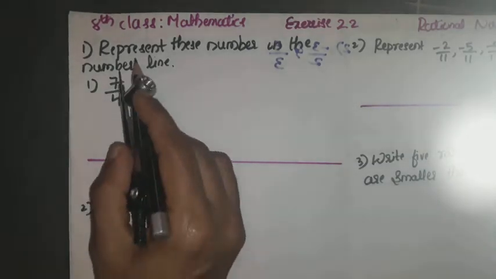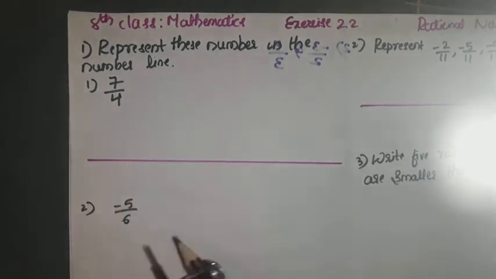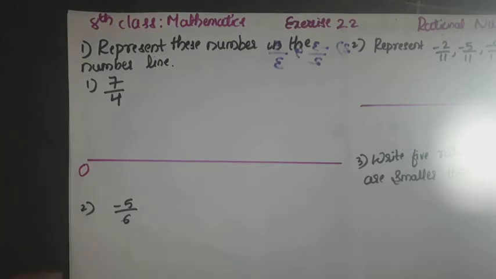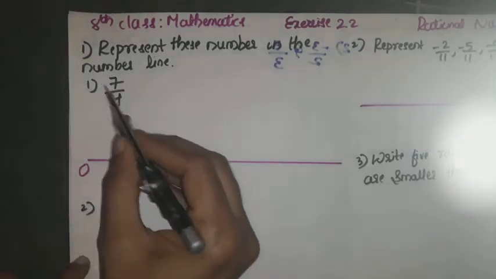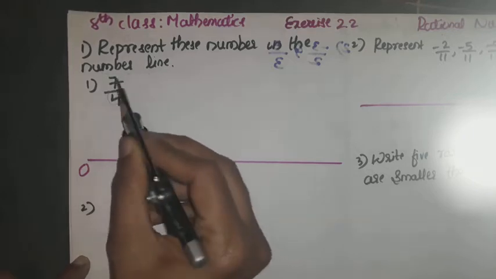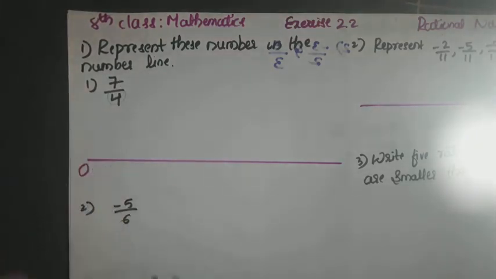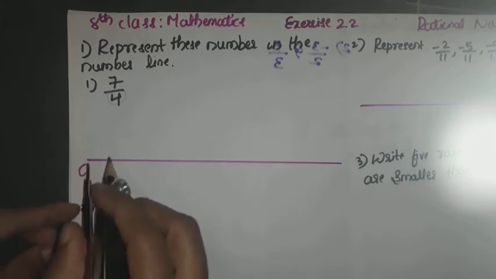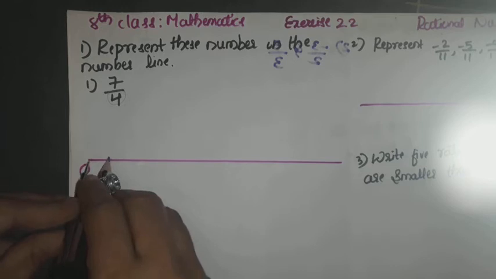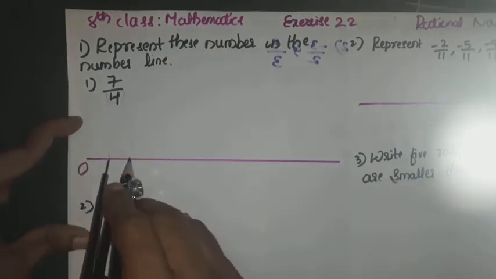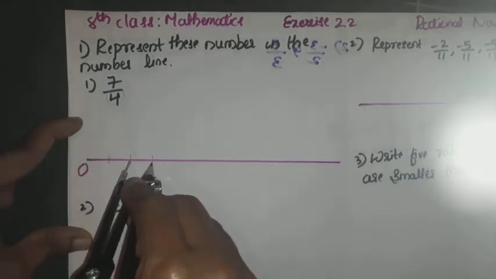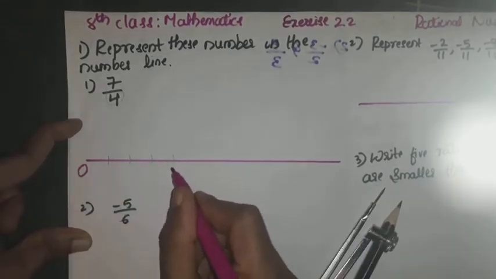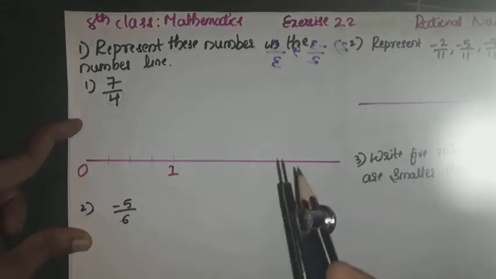This is 7 by 4, which means this is a positive number. Here I take this as 0. Now I divide 0 to 1 into 4 parts. We need to consider the denominator and divide the number into equal parts using a compass. So 1, 2, 3, 4. Okay, 4 parts. Now call this 1. So again divide this into 4 parts.